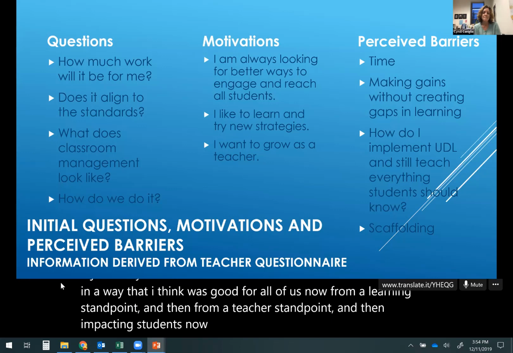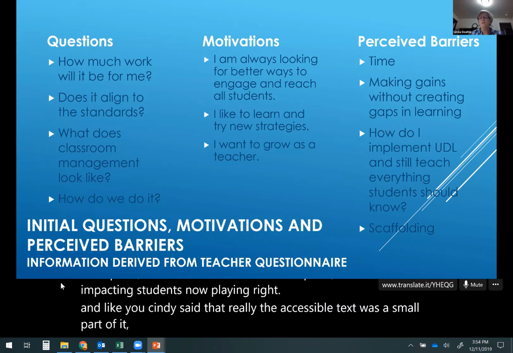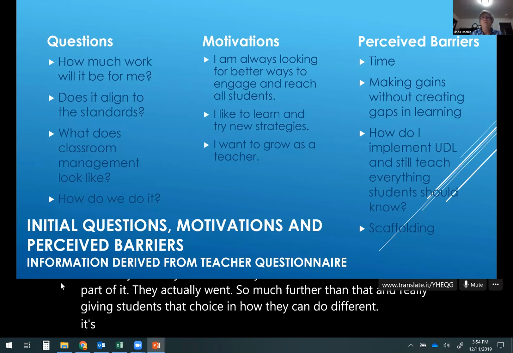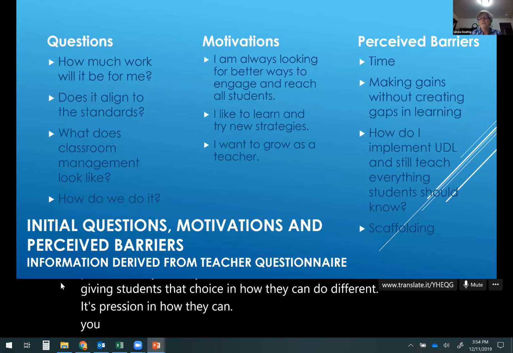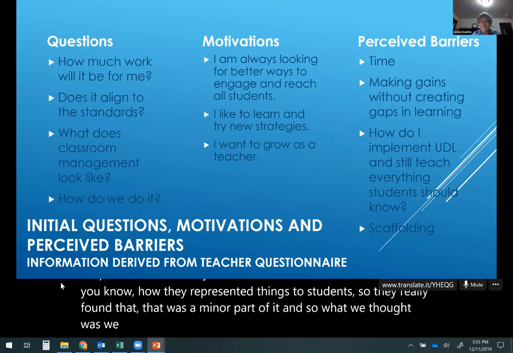Right. Yeah. And like Cindy said, the accessible text was a small part of it. They actually went so much further than that, giving students that choice in how they can express themselves and how they represented things to students. So they really found that that was a minor part of it, and what we thought was too small initially.